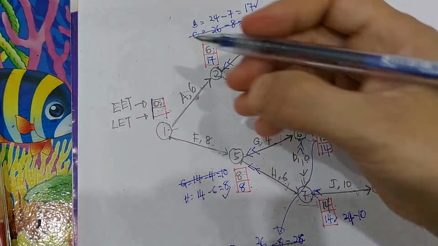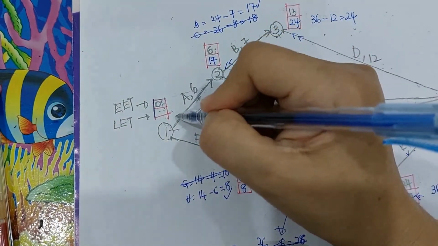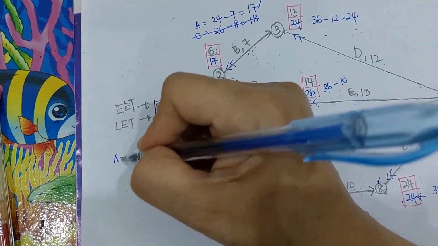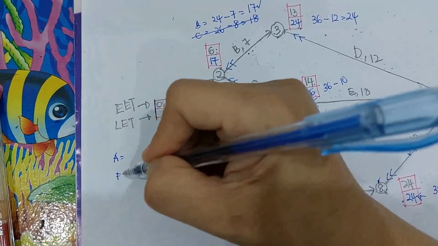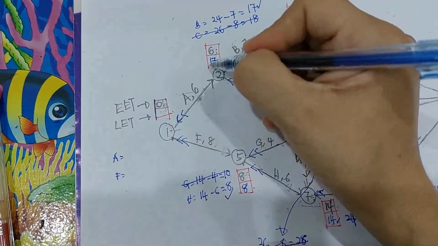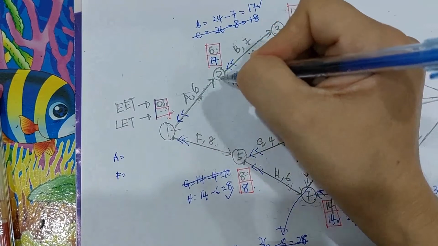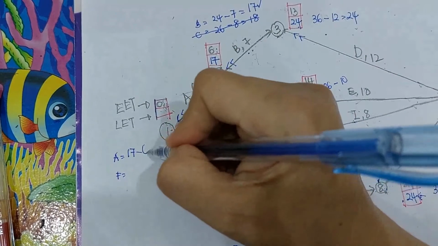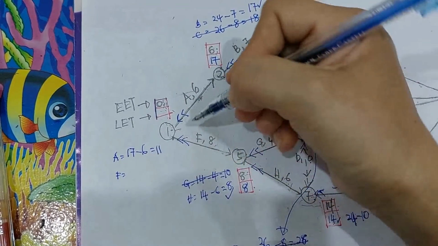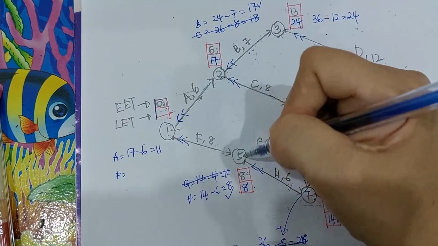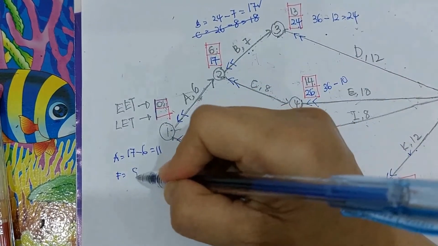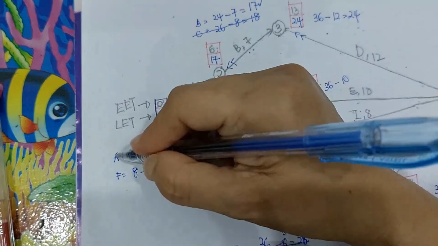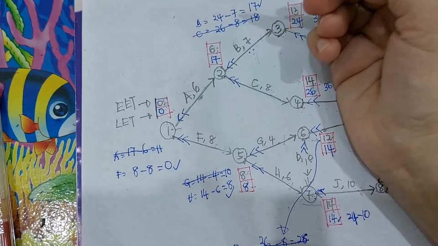Okay. And the last event, that is event number 1, we have 2 lines pointing at event number 1, that is for activity A and also for activity F. So for activity A, we take the previous LET because A comes from event number 2, so this is the previous LET, 17 minus 6, so we get 11 over here. And for activity F, it comes from event number 5. The previous LET, it was 8. Minus the duration for F is 8. So we get 0. So between these two, we take the lowest and 0 will be here.